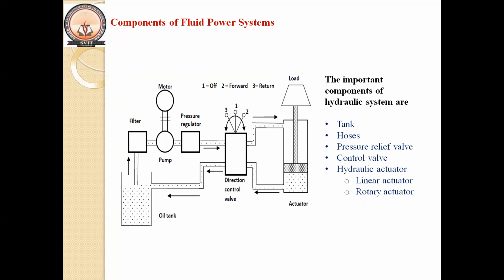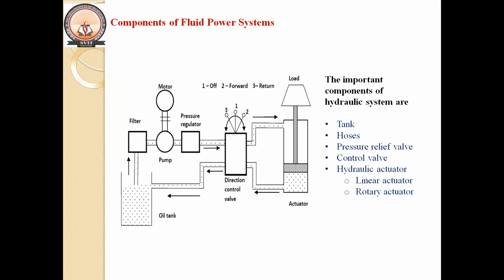Next, we have a control valve. Control valves may be of any type. It may be direction control valve, pressure control valve, or flow rate control valve. Directional control valves are used to change the direction of the fluid. Pressure control valves are used to maintain the required pressure in the system. Flow rate control valves are used to maintain the required flow rate in the system. Finally, we have the hydraulic actuator. The function of the actuator is to convert hydraulic energy to mechanical energy.